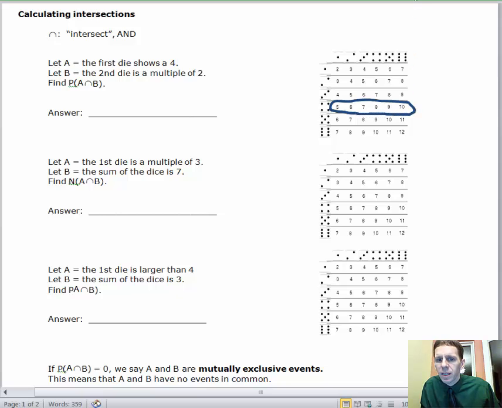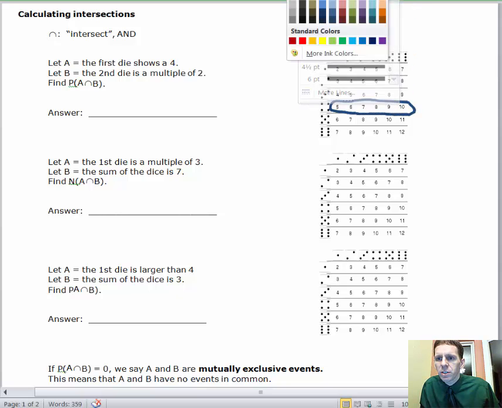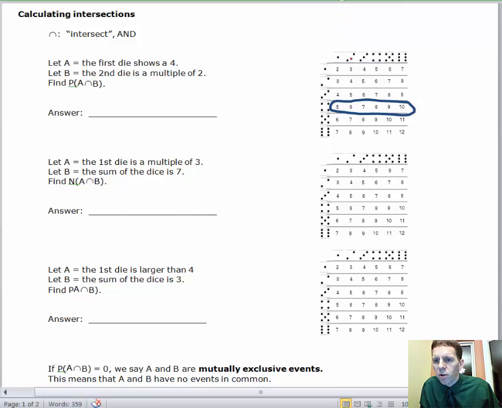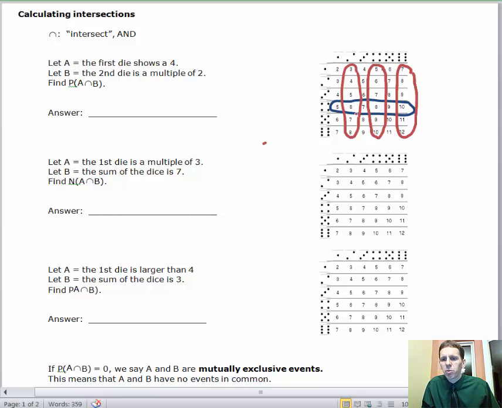The second event is B, which is the second die as a multiple of 2. So I'm going to circle anything that appears in the 2, 4, or 6 rows, because that would be where the second die is a multiple of 2. I'll use a different color for this so it stands out a little bit better. Now what we're looking for is the probability of A and B. We're looking for places where the first die is a 4 and the second die is a multiple of 2.